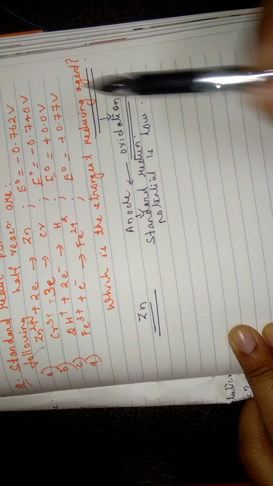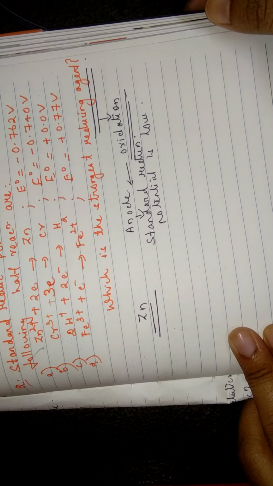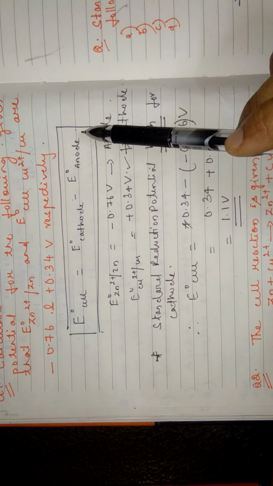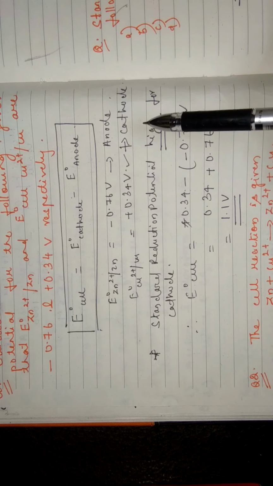So the standard reduction potential is lower in the case of zinc. Which one will be the strongest reducing agent? Zinc will be the strongest reducing agent. Just go back to the first question that we have done, where we decided which one is the cathode and which one is the anode based on the standard reduction potential. The one having the higher value will be the cathode. Similarly, in this problem, the strongest reducing agent is the one that undergoes oxidation, that is the anode, where the standard reduction potential is lower, and that is our zinc.